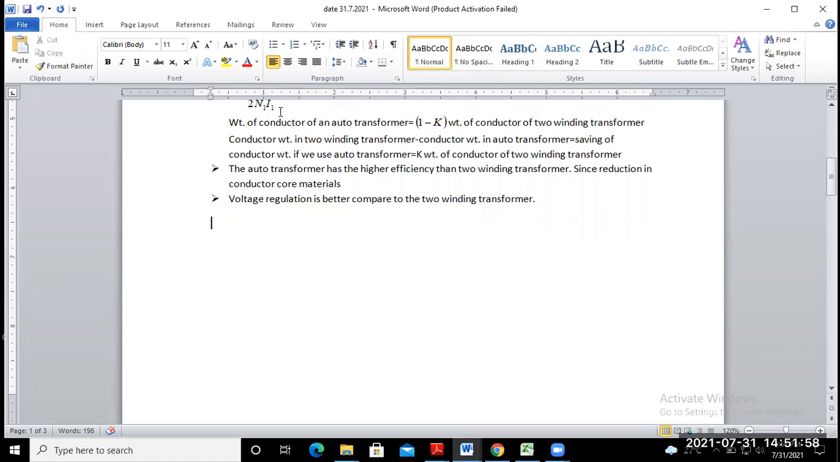So, disadvantages of the auto transformer.